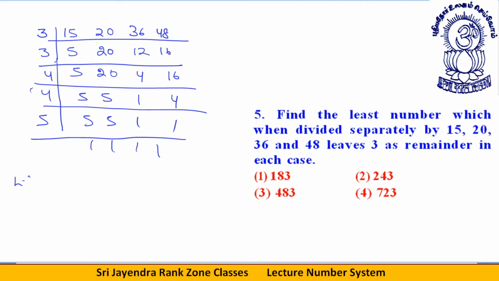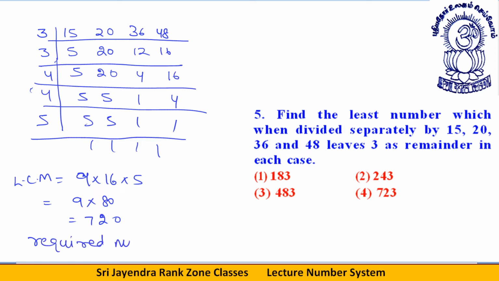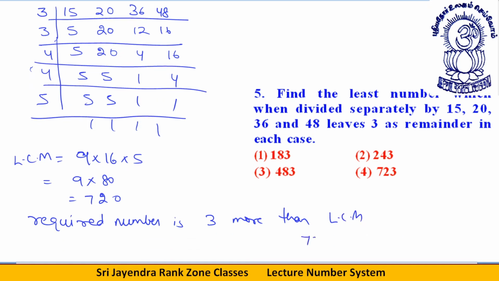So the LCM is what? The LCM is 3 into 3, 9 into 16 into 5, or I can say 9 into 80. That will give me 720. What is the required number? The required number is 3 more than the LCM. That way it becomes 720 plus 3, or you can say 723.